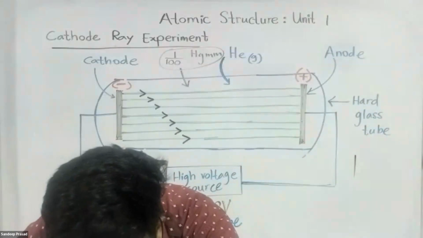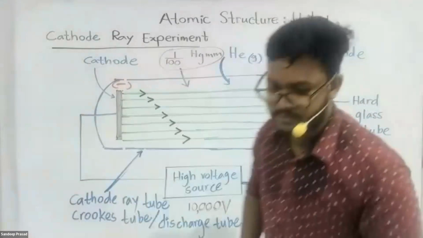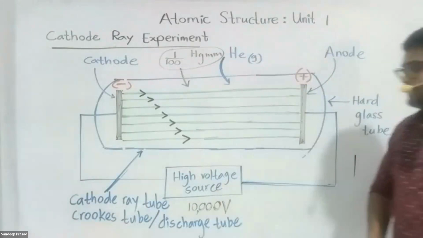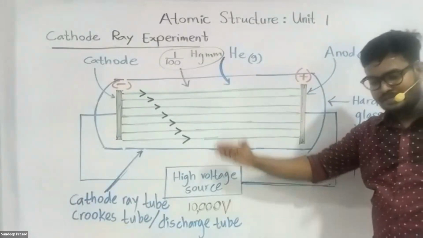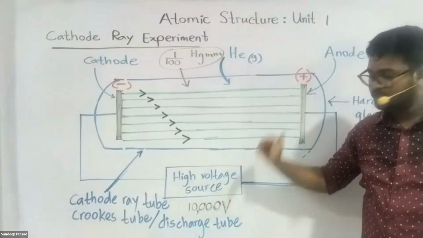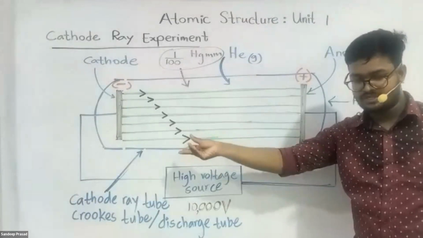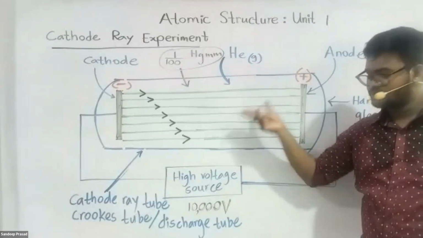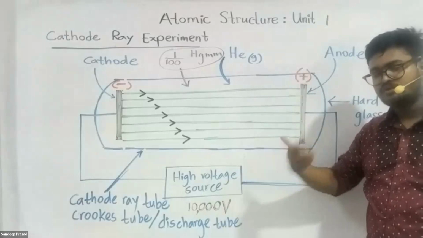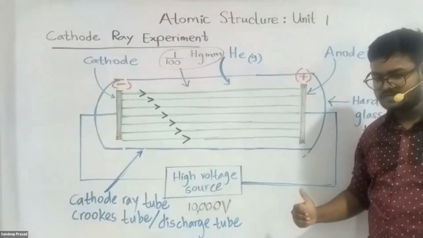The pressure inside the glass tube decreased, the reason is, if we have a high pressure inside the glass tube, this glass tube can break, because we are supplying high voltage from here. High pressure inside means this glass can break, and that's not good. In order to avoid the breaking of the glass, we have to reduce the pressure inside the glass tube to a certain amount.